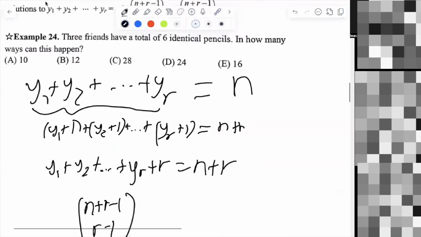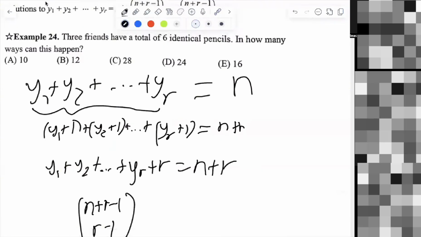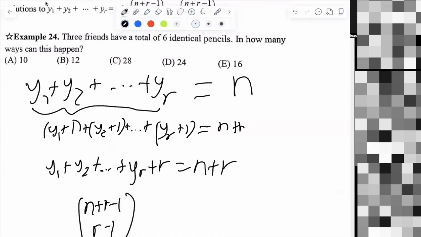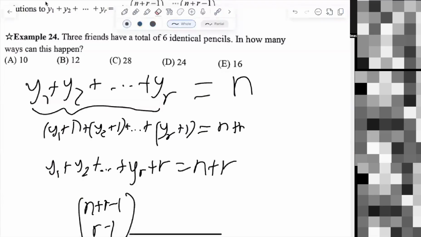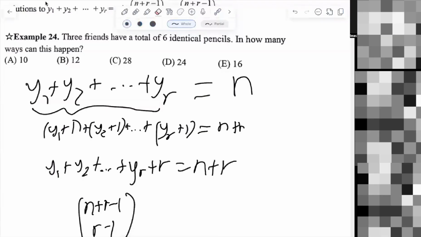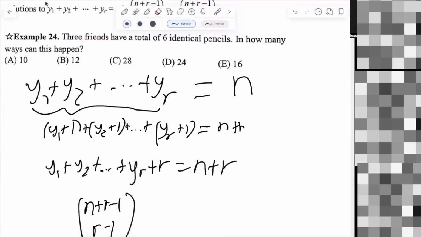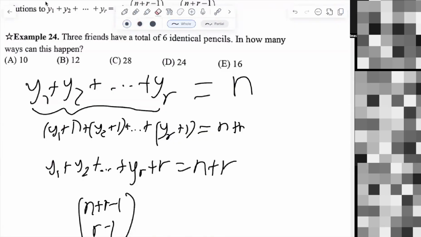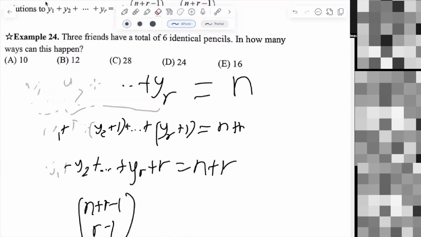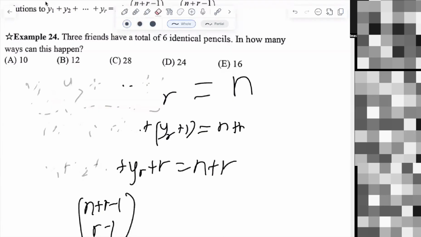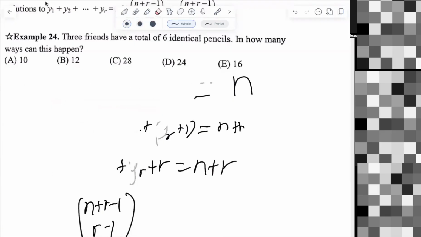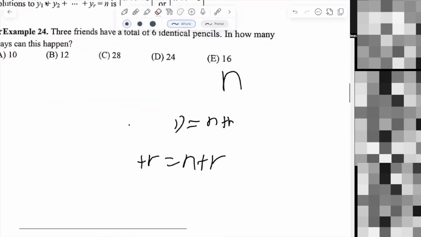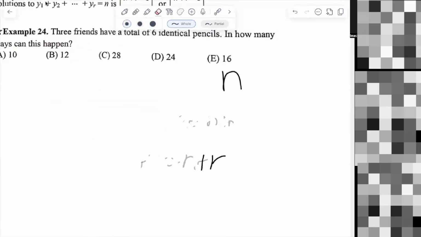But the key thing here is just to make sure you're not using the wrong formula whenever you're solving the problem. For example, if it says positive, make sure you're using the positive formula, not the non-negative one, because it can result in a silly mistake or incorrect answer. I'm going to write the proof off the screen and let's tackle this problem.